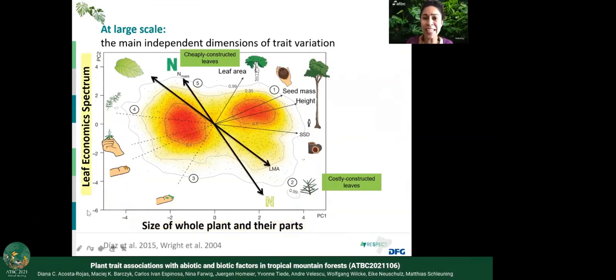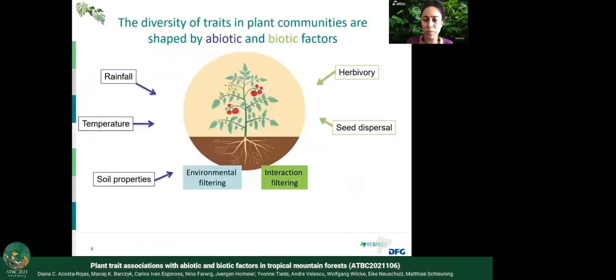On the other hand, the second axis is known as the leaf economics spectrum, which balances the cost to produce leaves, with cheaply constructed leaves, rich in nitrogen and with low leaf mass per area, against those leaves that are more expensive to produce. After searching for general patterns of plant functional diversity, we can ask about the factors that shape the diversity of traits in plant communities. And I can give you a quick answer: they are both abiotic and biotic factors, through processes known as environmental filtering and interaction filtering, respectively.